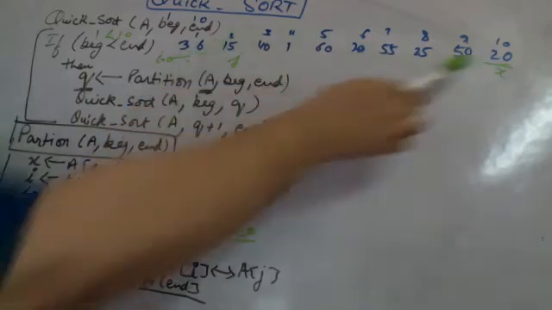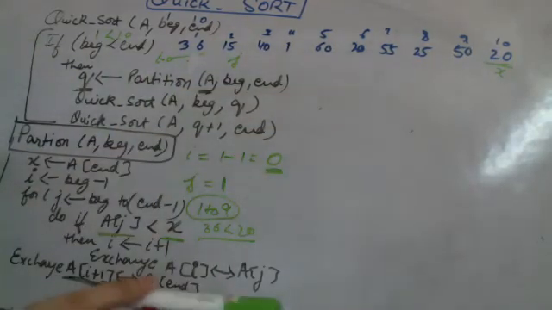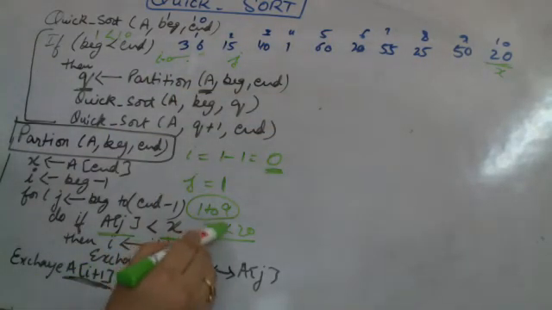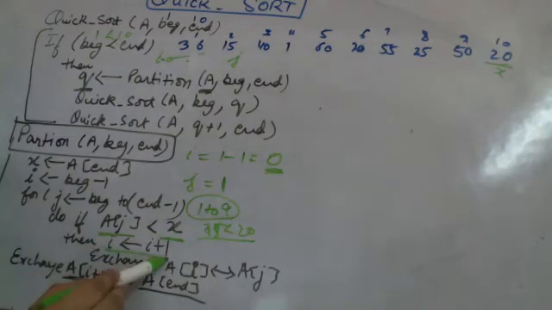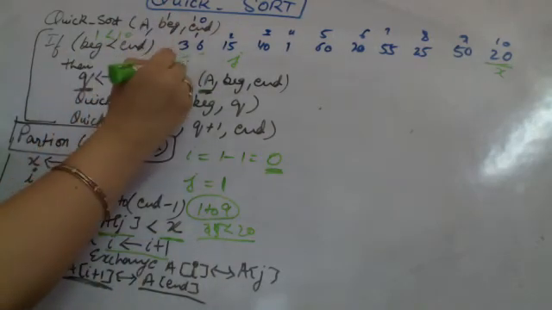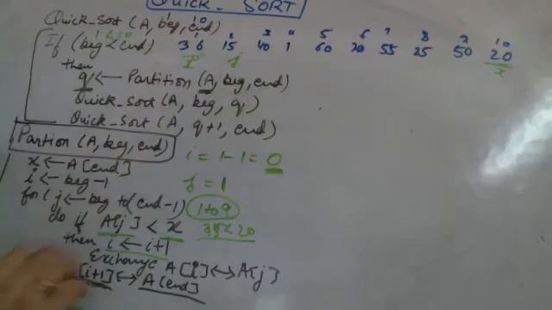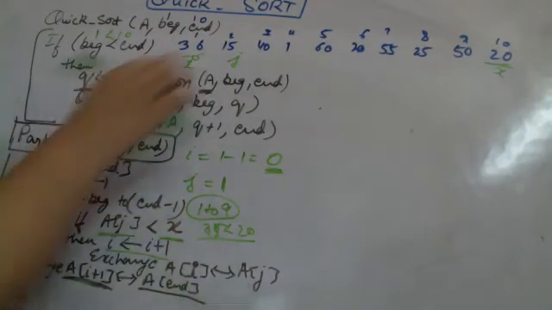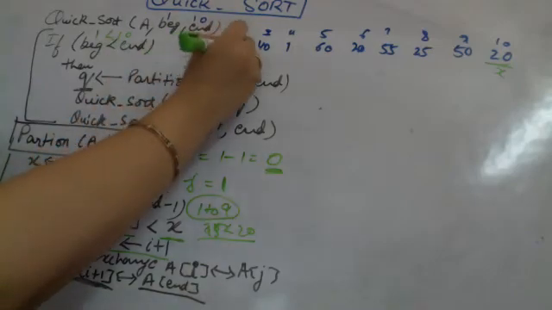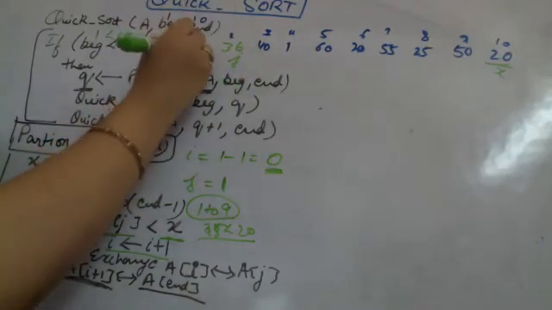Again check 15 less than 20. Yes, 15 is less than 20. Condition is true. So when the condition is true, increment i. सबसे पहले तो i को first पे लाओ. Increment i and swap i and j. Exchange A of i and A of j. So that 36 comes here, 15 comes here.